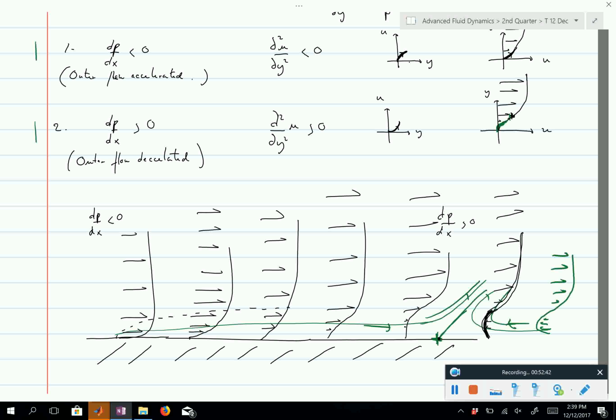Yeah? So the more gradual the flow decelerates, the more likely the flow is going to remain attached. If it decelerates really drastically, then you're going to have separation immediately. Yeah? Okay, I'm a bit over time.